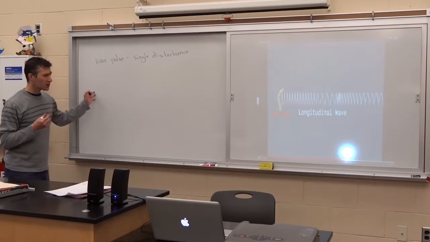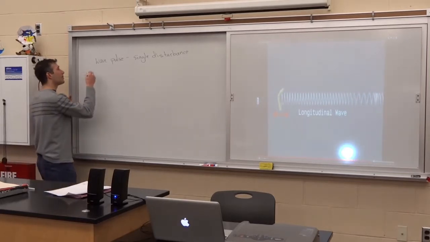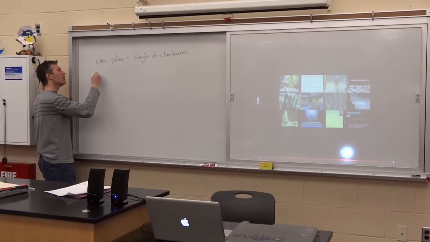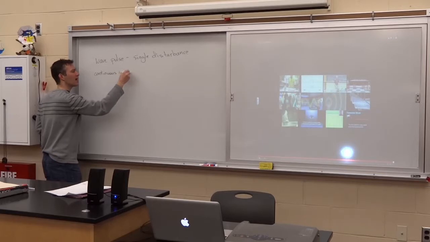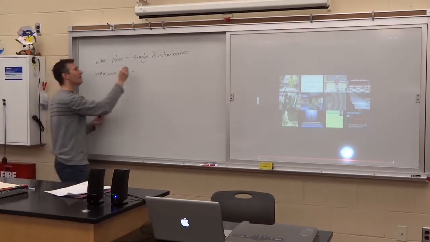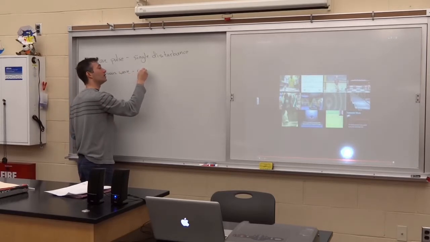So again, a wave pulse is a single disturbance, and then there are a few different terms for a continued disturbance. I like a continuous wave. The best, I think, Mr. Ziptowitz in your textbook talks about a progressive wave, but that would be repeated disturbances.